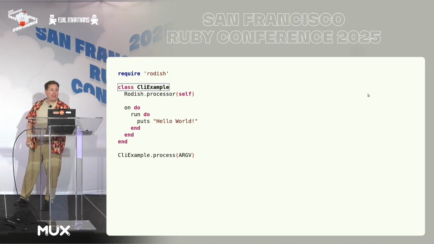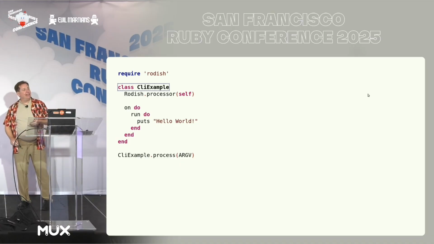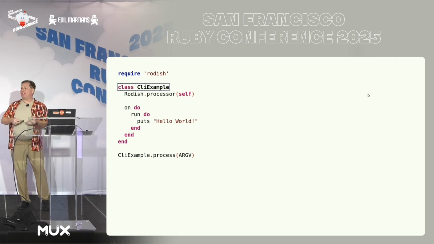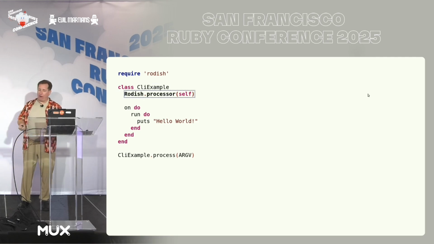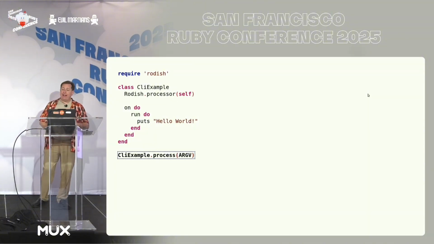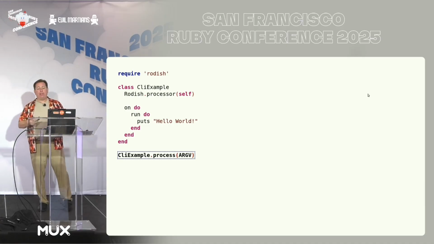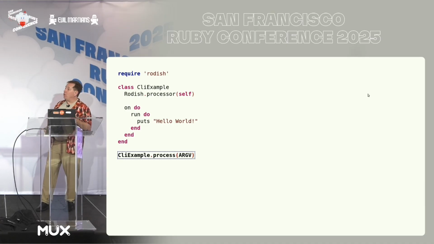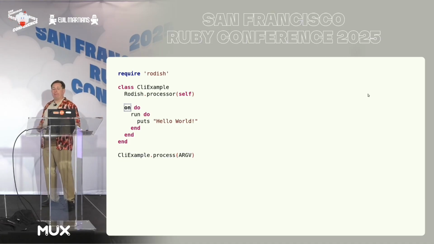Now Rodish is designed to be installed into an existing class, and instances of this class serve as the context for the argument parsing. Installing Rodish into a class requires calling rodish.processor with that class, and starting a new argument parse is done by calling the process class method with the array of arguments. And this creates a new instance of CLI example that will be used for the argument parsing.